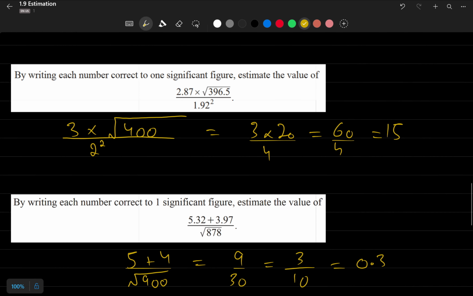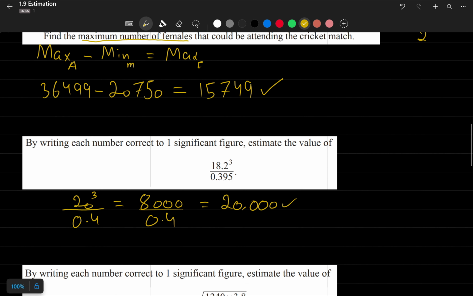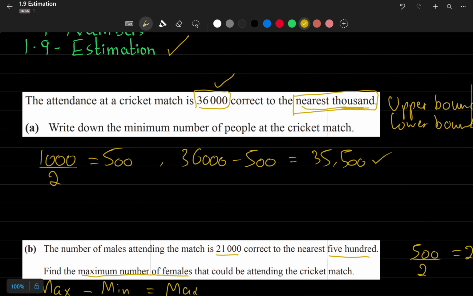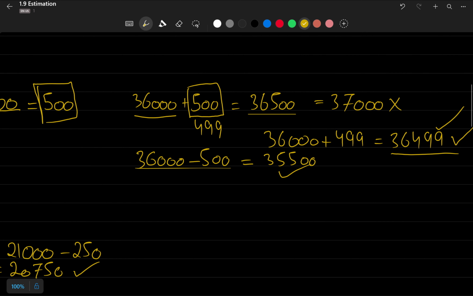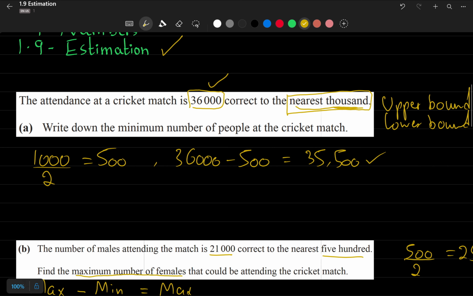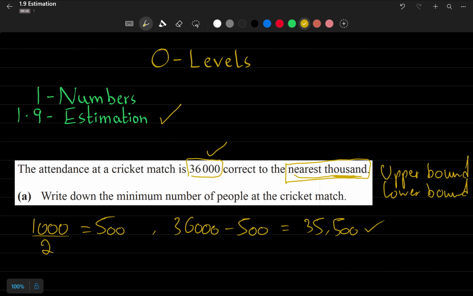So this is how you solve this chapter of estimation. This is an easy chapter. Just this is the main concept of upper and lower bound. The rest is easy. Thank you.